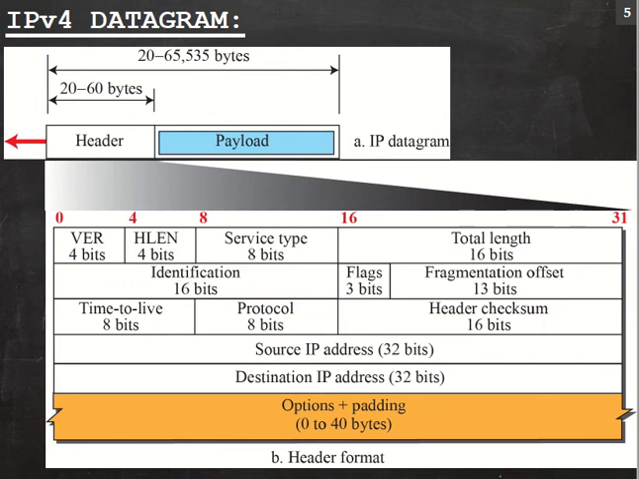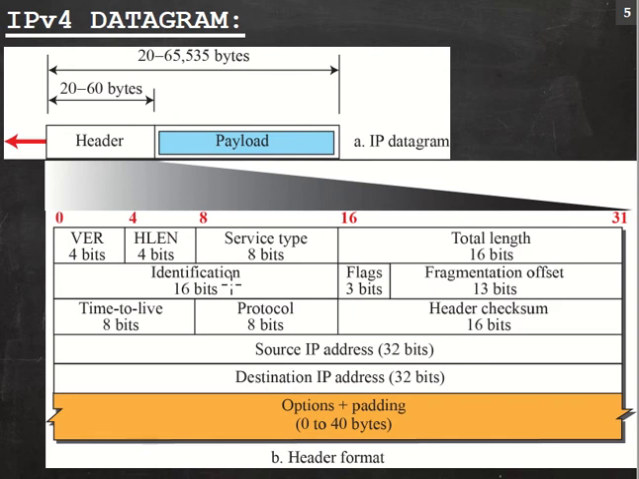Next is HLEN. Once again, this is a 4-bit space. HLEN stands for header length. This 4-bit data defines the length of the datagram header. The length of this datagram header is represented in this particular field. As we know, the length of the header is variable. It is from 20 to 60 bytes.